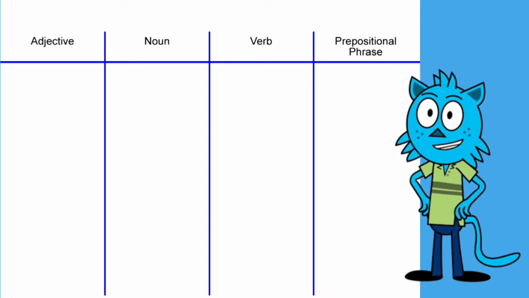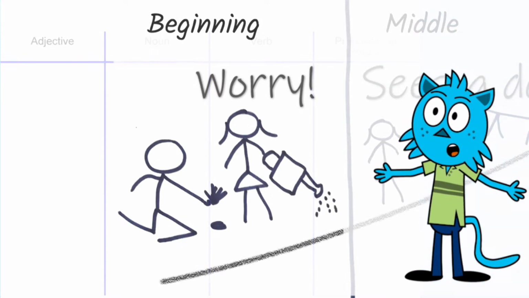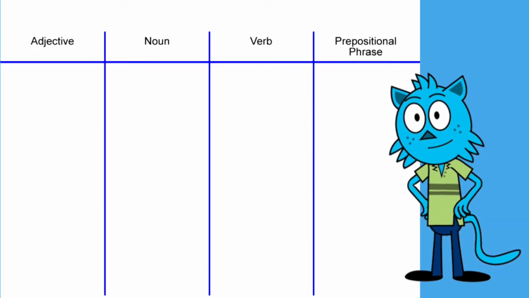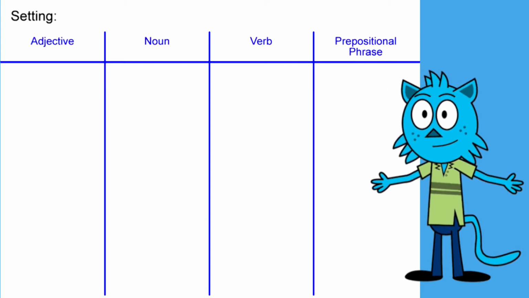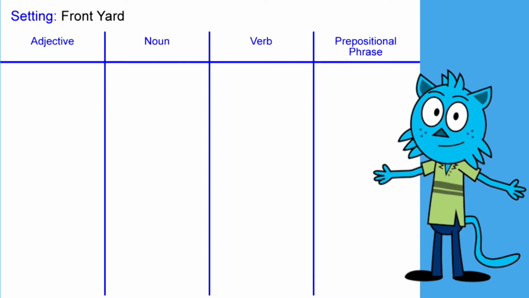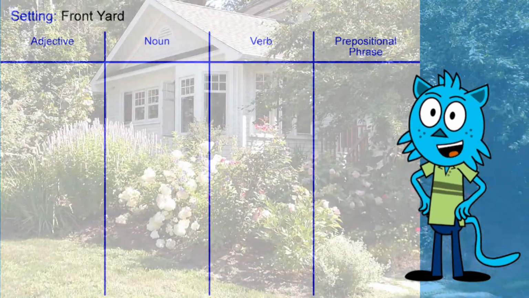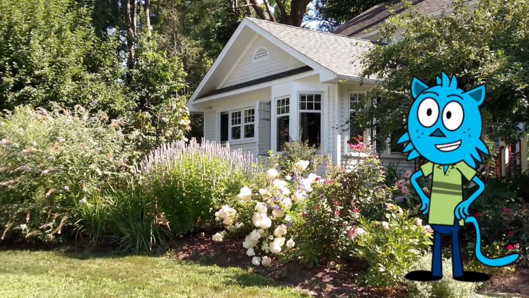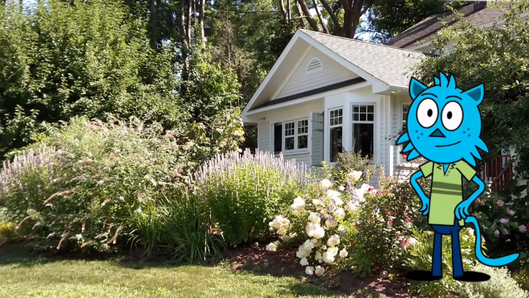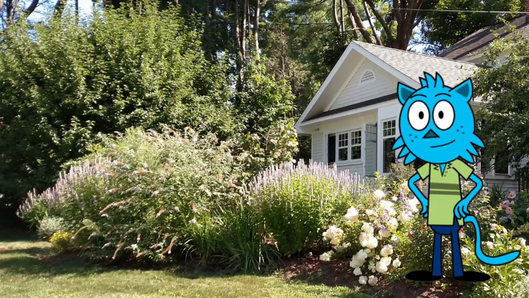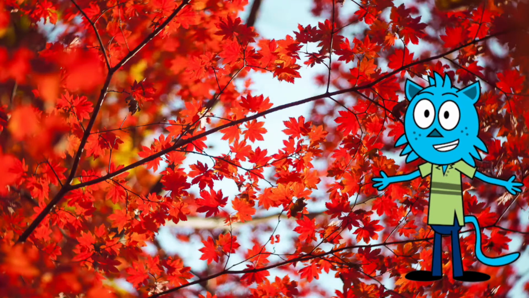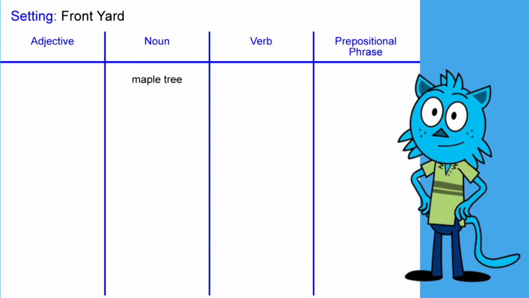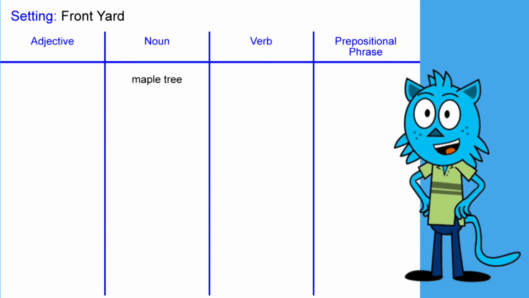Let me show you how this works with my story. In the beginning of my story, the setting is our front yard. So at the top of my paper, I'm going to write setting, front yard. Now I'm going to imagine I am looking around my front yard. What is a noun that I might see? Maybe a maple tree. I'll write that in my chart. Maple tree. Next, I think of an adjective to describe the maple tree.